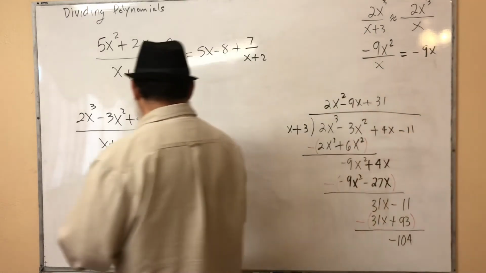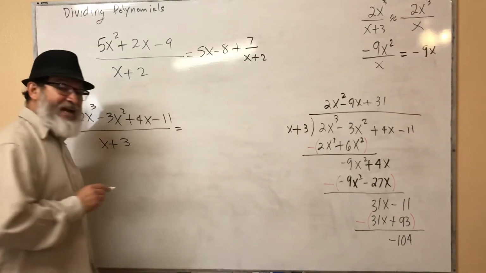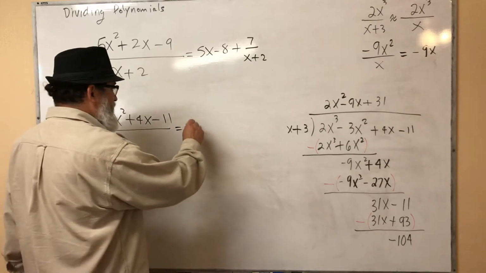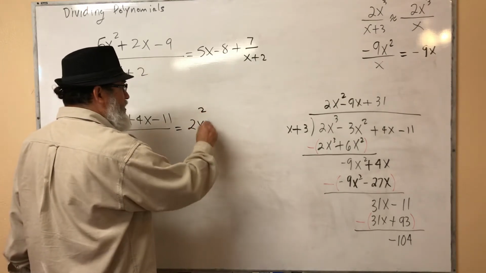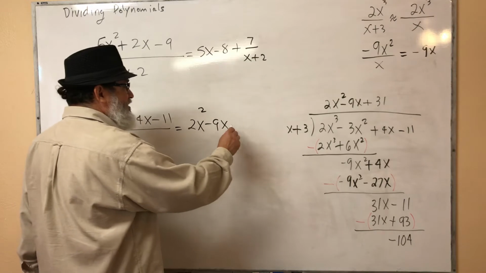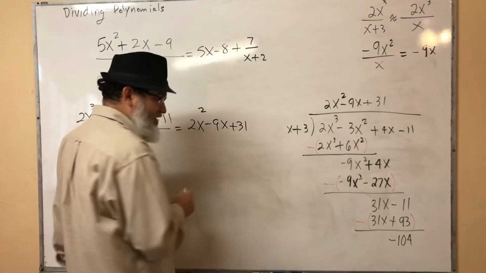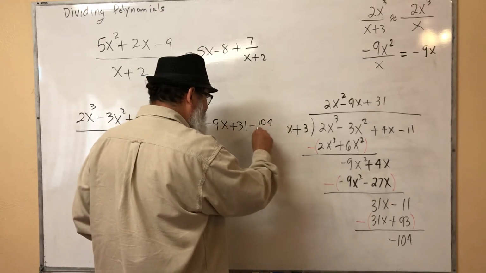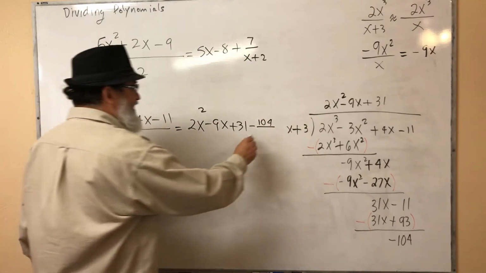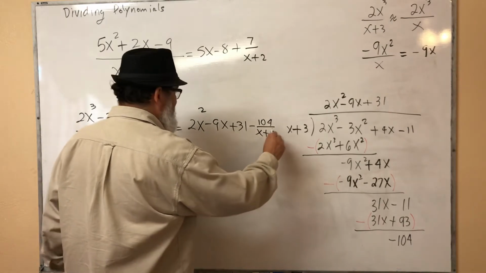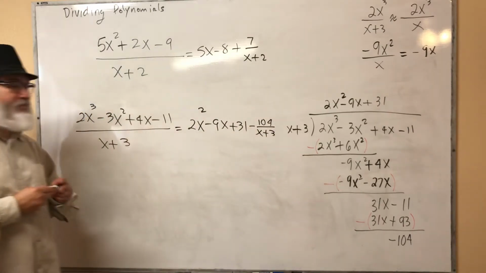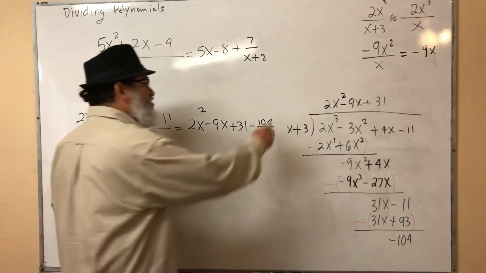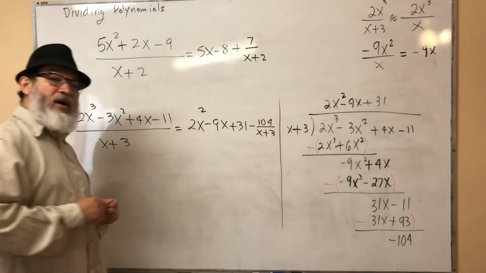So what's the answer? The answer is 2x squared minus 9x plus 31 minus 104 divided by x plus 3. This is long division, guys. Okay, long division. All right, okay.